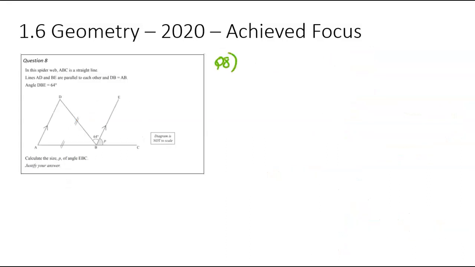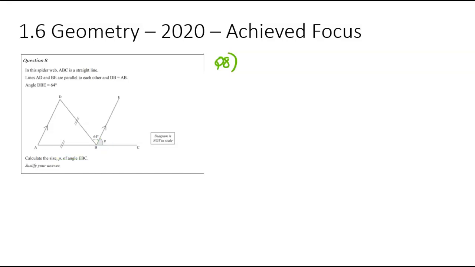We are now on to question number 8, and we've got a spider web. So this exam had a spider theme. ABC is a straight line. We know that AD is parallel to BE, and we also know that DB is equal to AB. So there we go, BD is equal to AB, and that tells us we've got an isosceles triangle as well. That information will be useful later. We've also been told about the angle down here, 64 degrees. Finally, calculate the size of angle P, which is sitting down there.